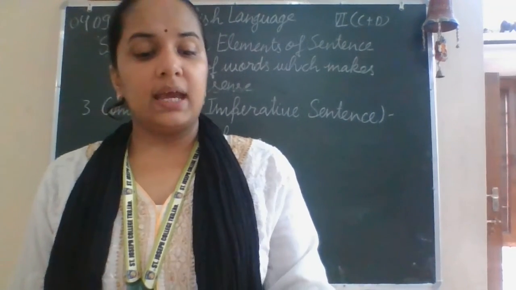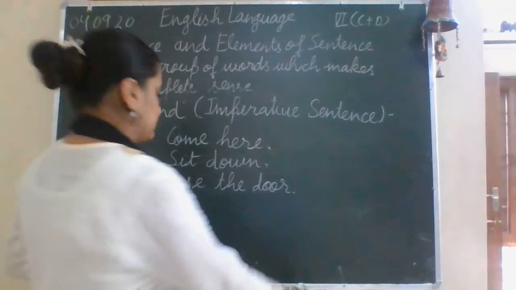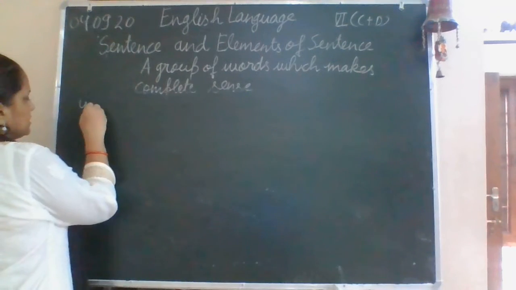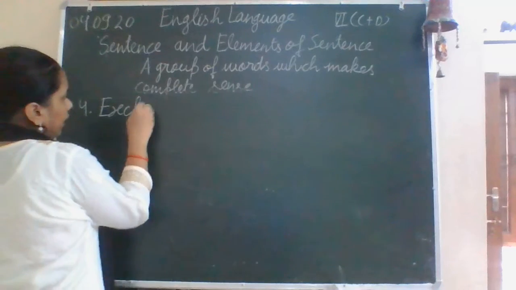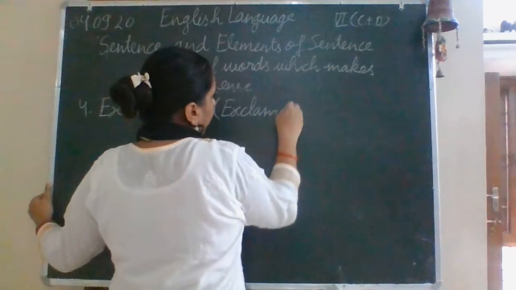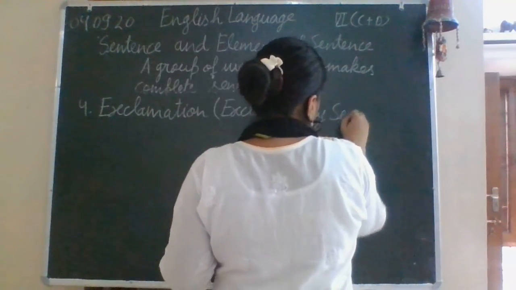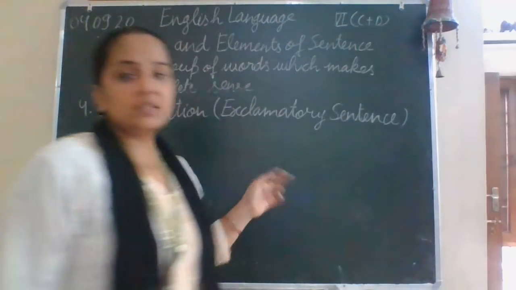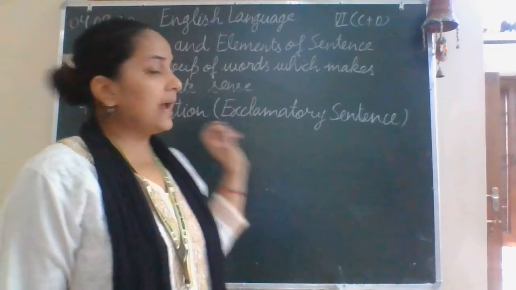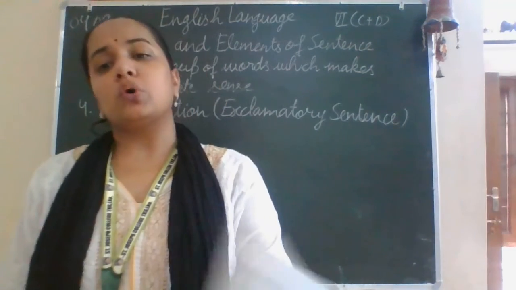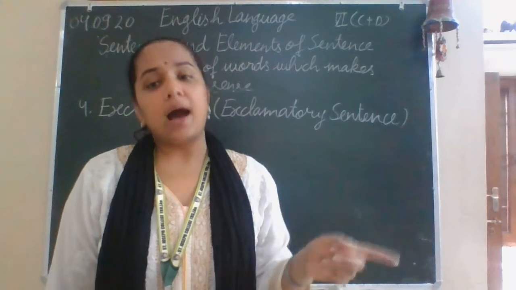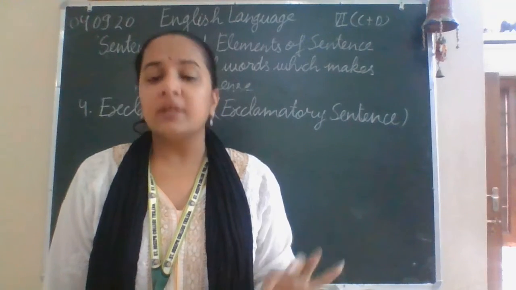Now, the last one is the exclamation, or we also call it the exclamatory sentence. The fourth one is the exclamatory sentence. What is an exclamatory sentence? Whenever we are expressing some feeling or expression, it is an exclamatory sentence. An exclamatory sentence will always start with a capital letter and it will always end with an exclamation mark.